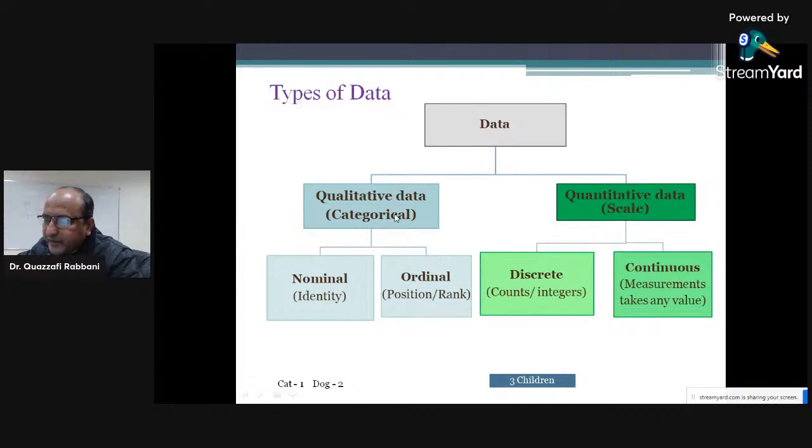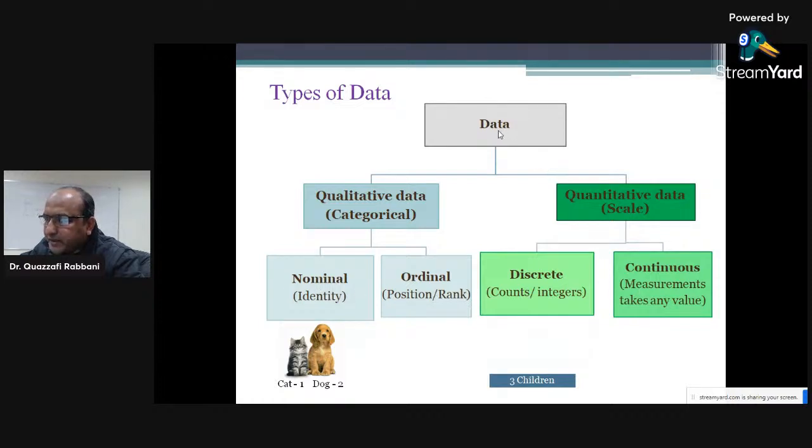Now, the qualitative data is also divided into two groups. First is nominal and second is ordinal. Similarly, the quantitative data is either discrete or continuous. I will also discuss that later on. So here we just take an example. What is nominal, ordinal, discrete, and continuous?